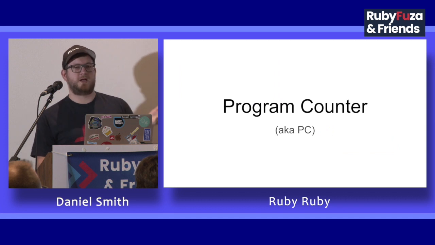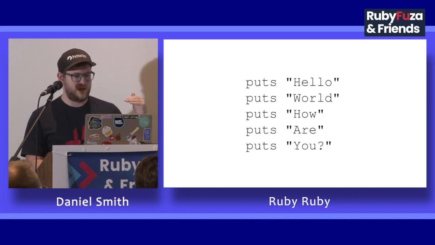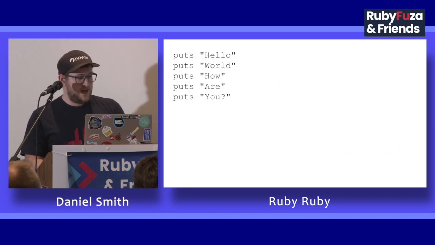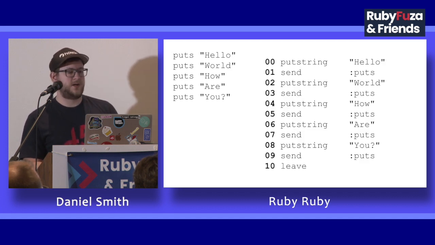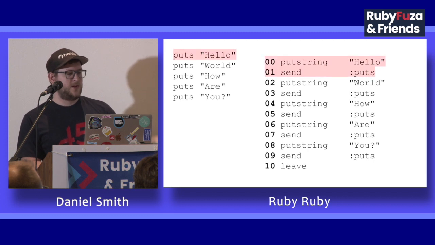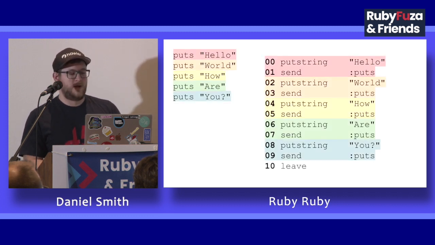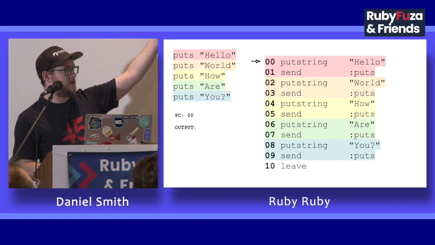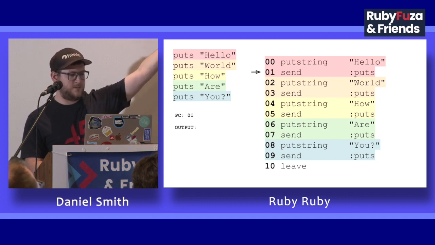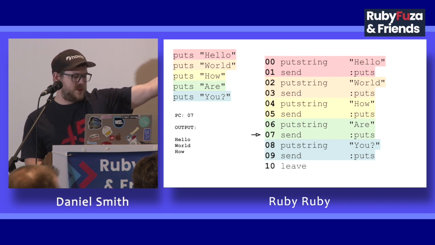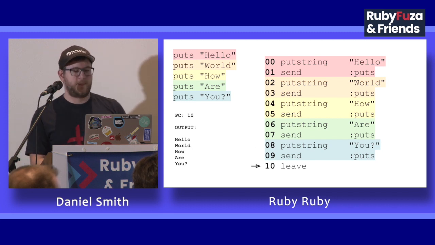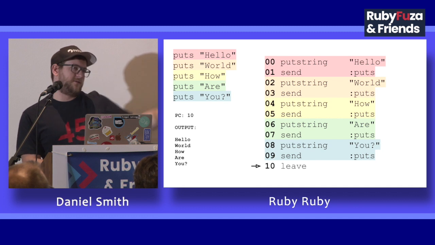So every control frame has a program counter. Let's have a look at this rubbish example. This is kind of like what the instruction sequence would look like. I'm paraphrasing a bit here. Here are our instruction numbers. All right, so here's our program counter. It starts at zero, and then as we go, puts a string, sends it, and the output starts eventually outputting stuff. Cool. But where's all that stuff coming from?